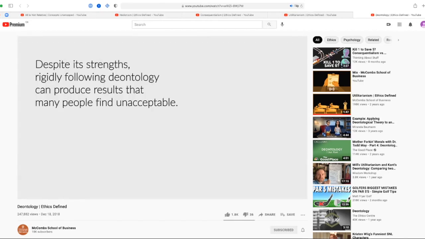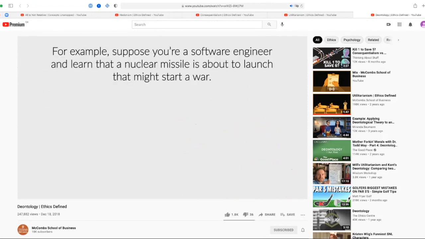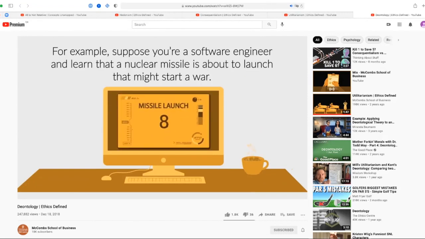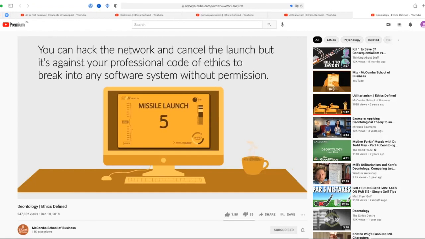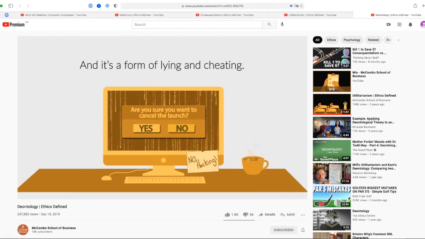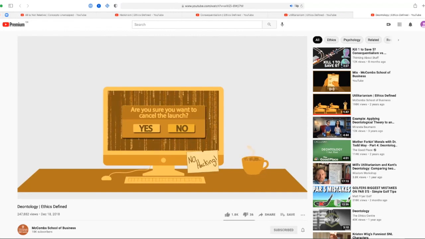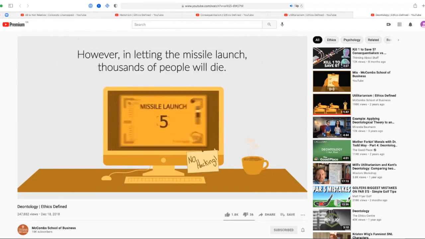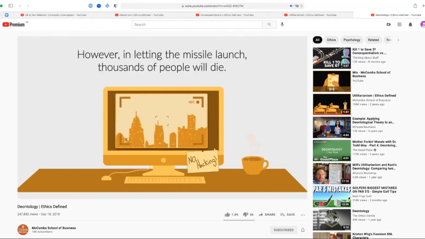Despite its strengths, rigidly following deontology can produce results that many people find unacceptable. For example, suppose you're a software engineer and learn that a nuclear missile is about to launch that might start a war. You can hack the network and cancel the launch, but it's against your professional code of ethics to break into any software system without permission. And it's a form of lying and cheating. Deontology advises not to violate these rules. However, in letting the missile launch, thousands of people will die.